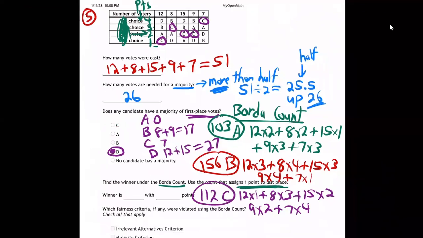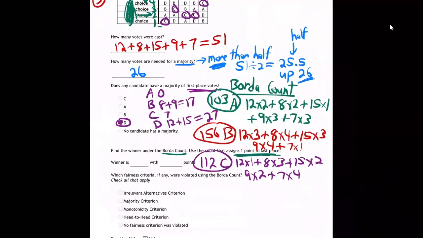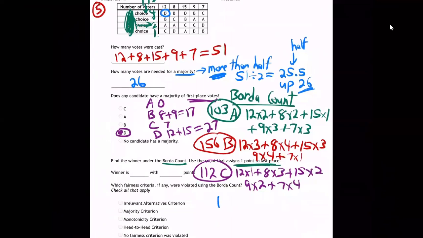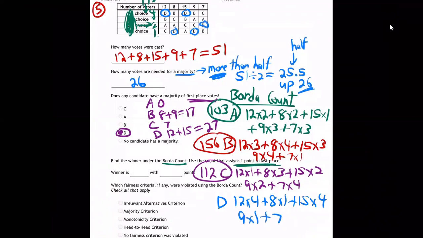So then last one, now D. So for D, I'll come up here. We'll do D. So D is right here. It's 12 times 4. D is right here, 8 times 1. D is right here, 15 times 4. D is right there, 9 times 1. And D is right here, 7 times 2.